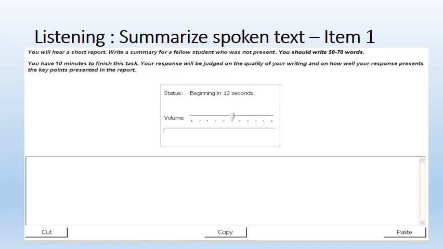So the first question here is summarize spoken text. Alright, item 1. You will have a short report. Write a summary for a fellow student who was not present. You should write 50 to 70 words here, and you have 10 minutes to finish this task. Your response will be judged on the quality of your writing and on how well your response presents the key points presented in the report. So you have 10 minutes to finish this task. You should write 50 to 70 words.